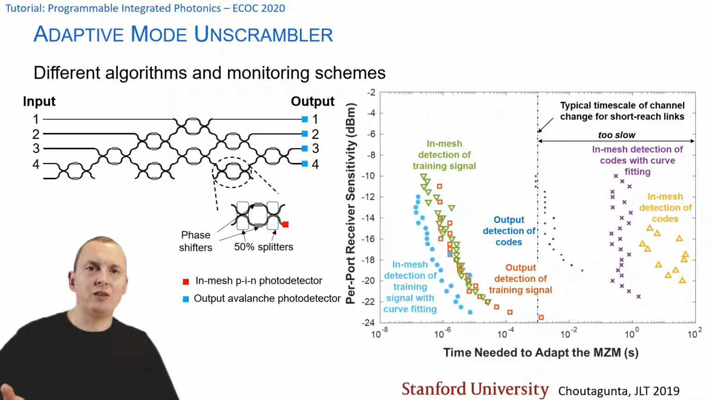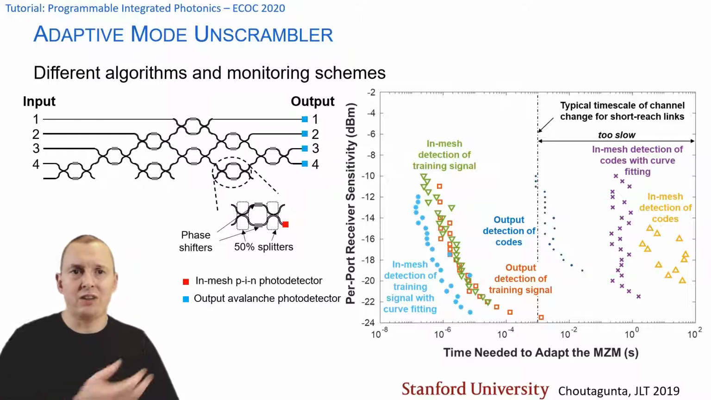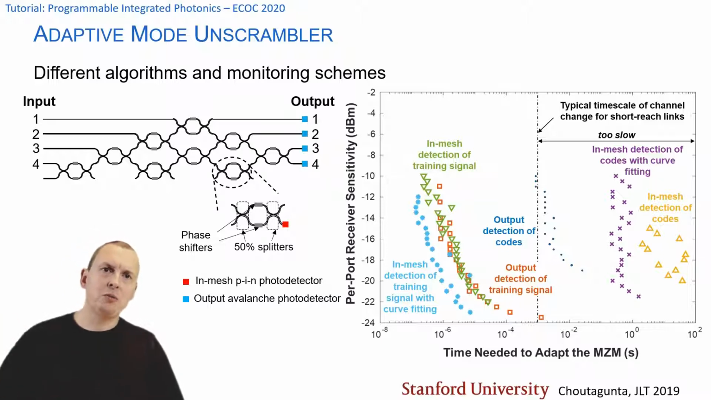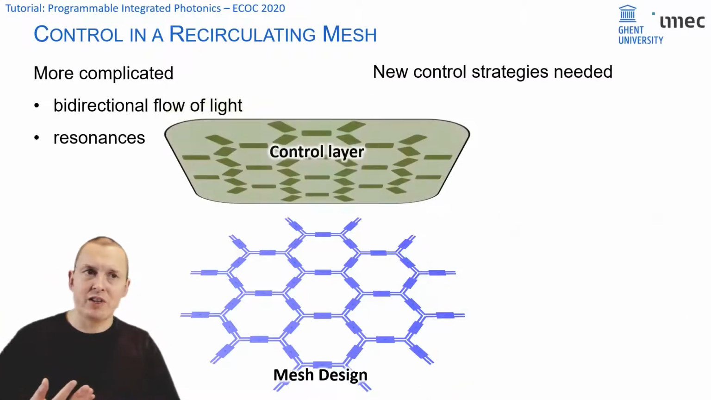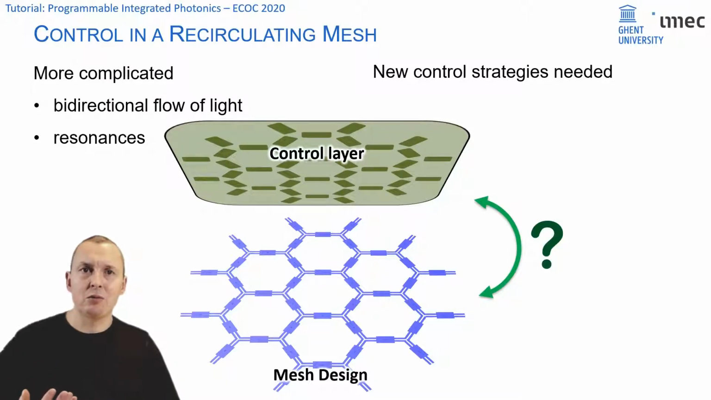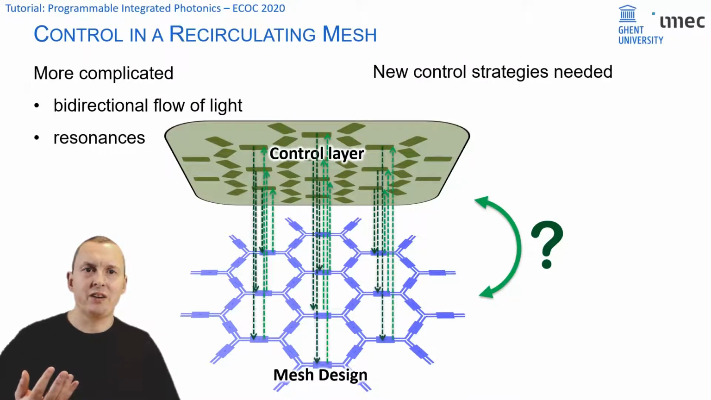Now, not all algorithms work sufficiently fast to configure such a circuit. So this study from Stanford University compared different setup algorithms and how they converge and how fast they can be run on these forward-only circuits. Now, for forward-only circuits, light only flows in one direction. But for a recirculating mesh, your control layer will probably be a bit more complicated.